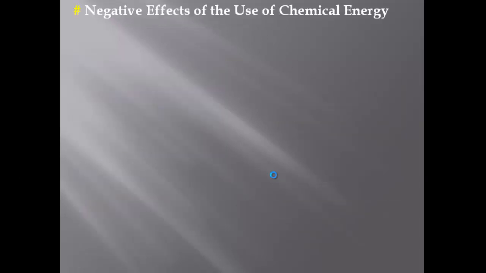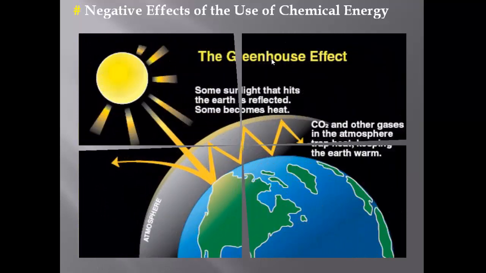Now, negative effects of the use of chemical energy. Negative effects means adverse effects on the environment from the use of chemical energy. And in this case, first comes the greenhouse effect.